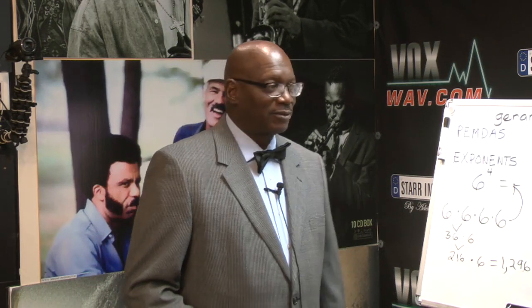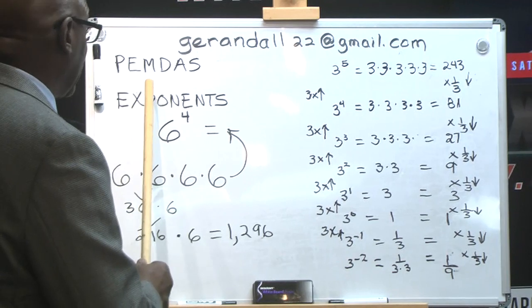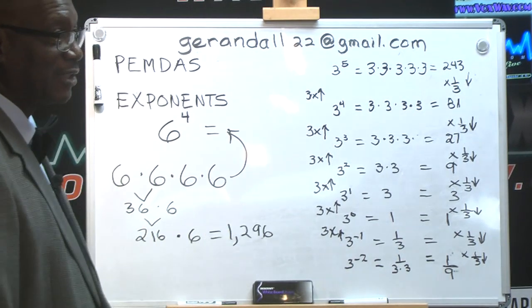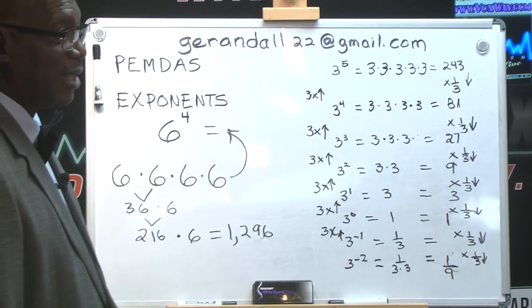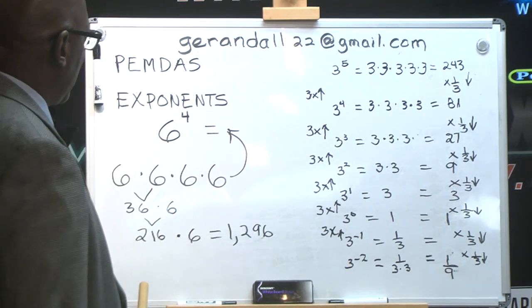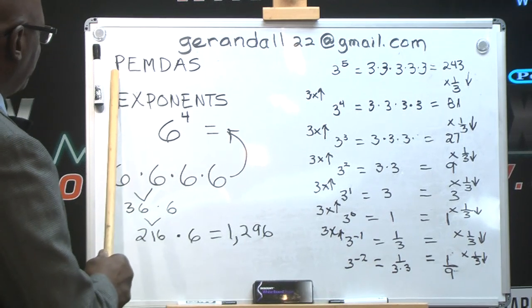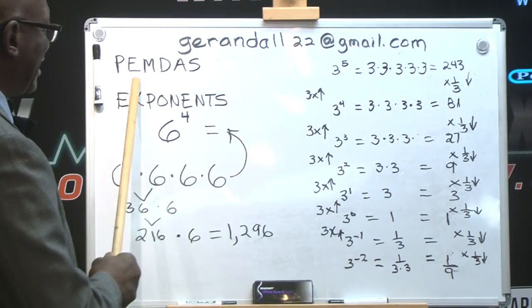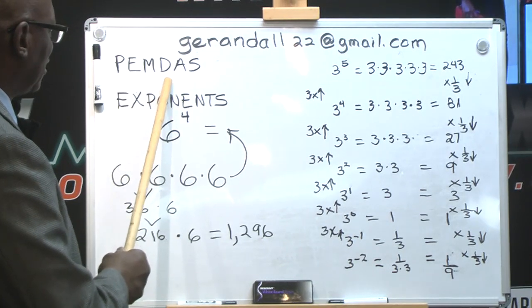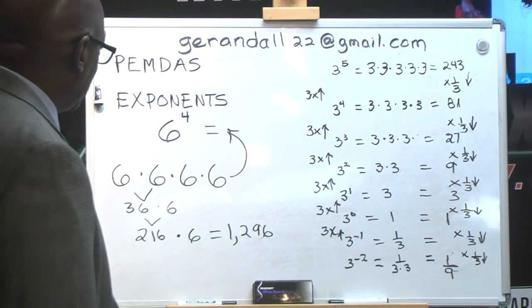I'm George Randall, and today we're going to talk about, again, Please Excuse My Dear Aunt Sally, which is order of operations. And in particular, we're going to talk about exponents. Again, as you see here, P represents parentheses, E exponents, M multiplication, D division, A addition, S subtraction, from left to right, whichever comes first.